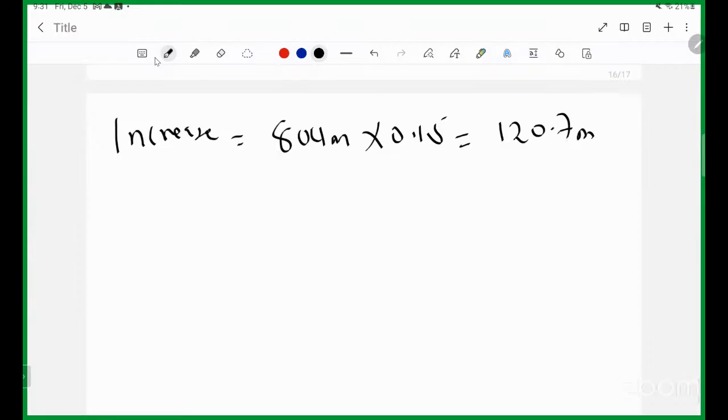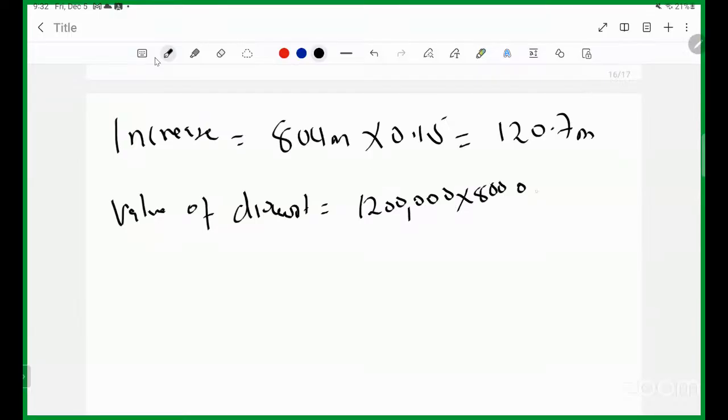But I have a value of a discount. They gave me a discount. Yes, I'm going to incur that cost, but they gave me a discount. Because that's the reason why I have paid them, I must see the value of a discount. The value of the discount is equal to the 1.2 million times 8,000, sorry, times the 0.02. What is the value of my discount? 192 million.